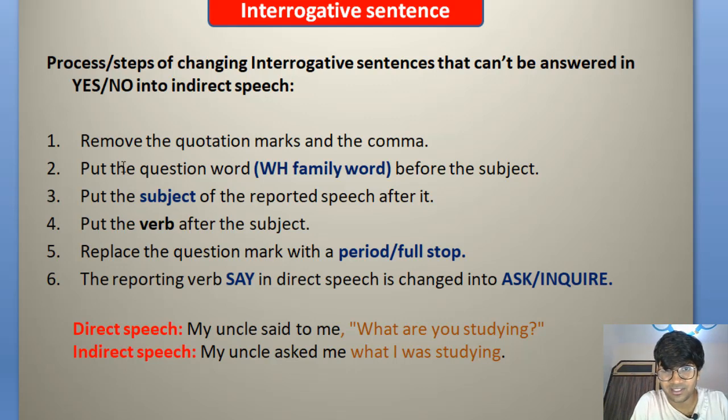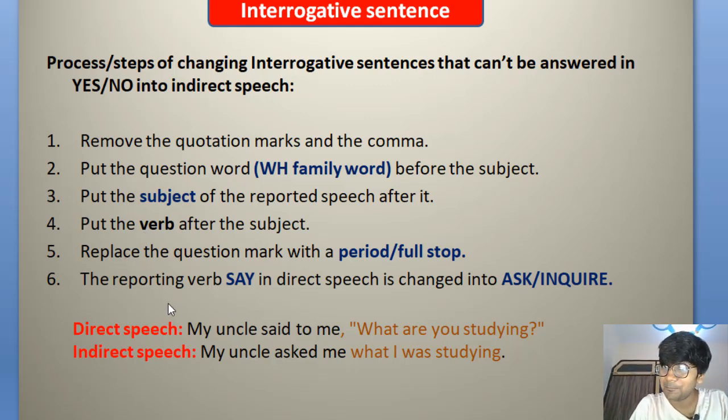The very first thing, you remove the quotation marks and the comma. We just saw that we put the question word, the WH family word, before the subject, which is already there, so you don't have to do anything. You just have to keep it intact. The third thing, you have to place the subject before the verb. You have to do it because we have to change the question into an assertive sentence. So the subject has to come before the verb, right? And after the subject comes the verb, then you replace the question mark with a period.